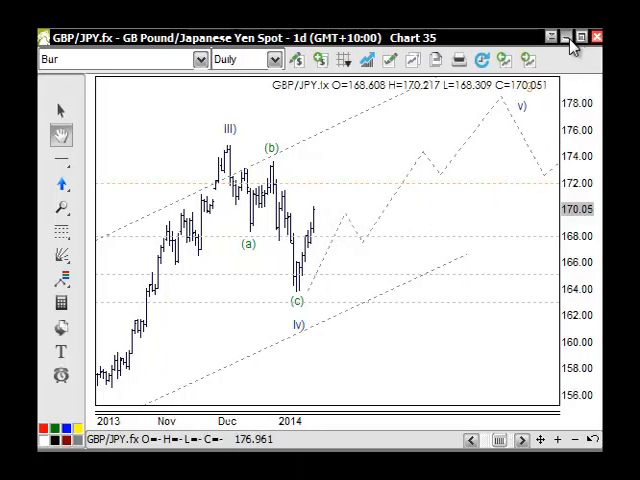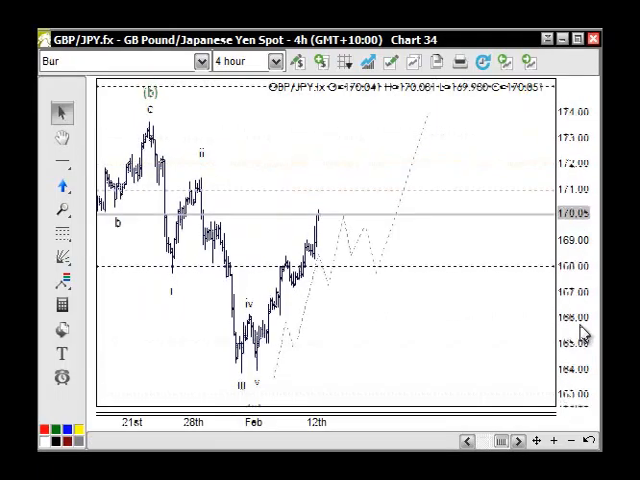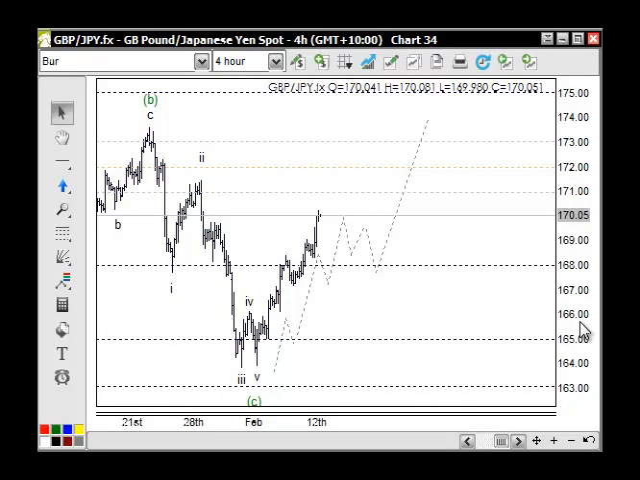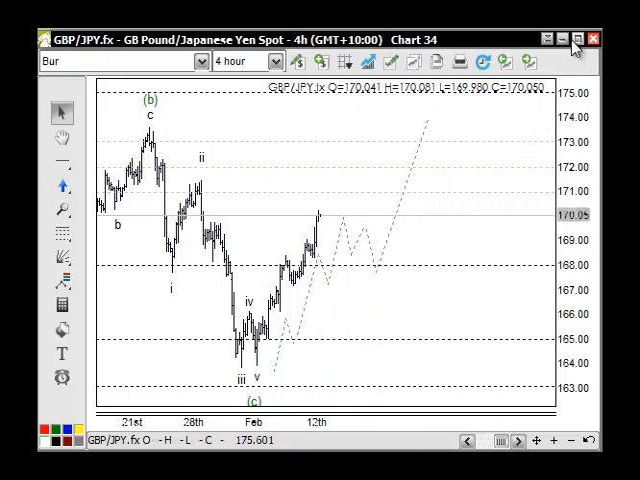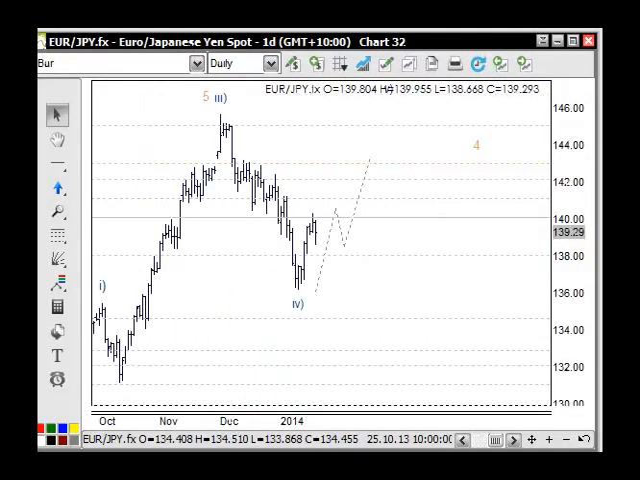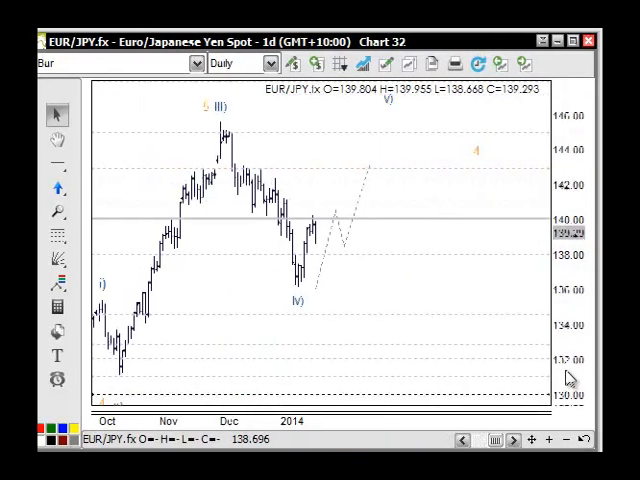So just drilling into that a little bit through here, this is how we're looking at it. That 170 is going to be the resistance through here. I just don't know if this has completed to the upside just yet, but see how it dances at the 170 there, and it should be in line with the S&P 500. The Euro Yen is the same as well.